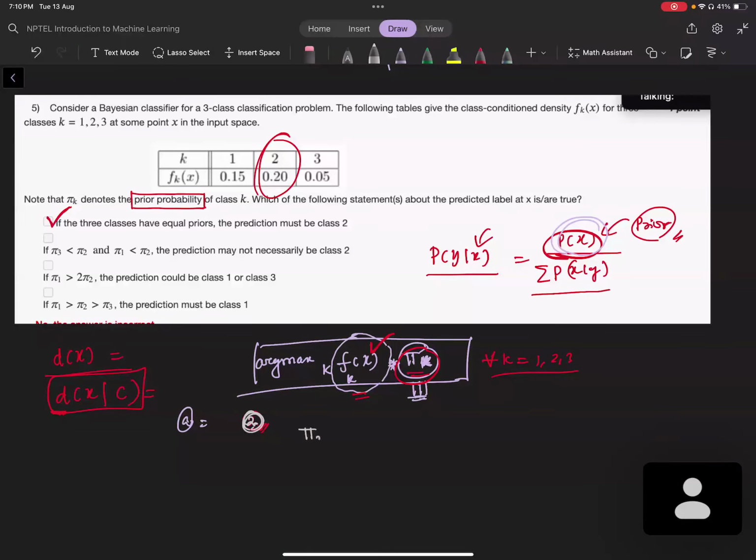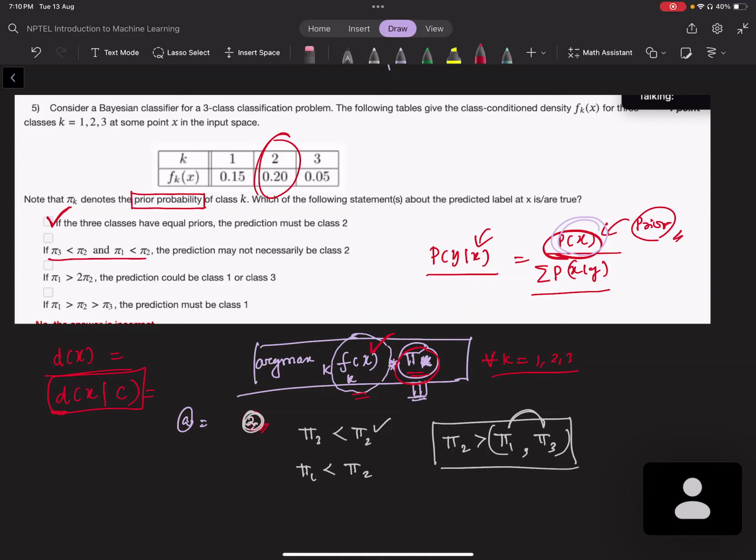Option 2 says if pi 3 is less than pi 2, that means pi 2 is the highest. Like pi 2 is greater than this, and pi 1 is also less than pi 2. So we know pi 2 is greater than pi 1 and pi 3, but we don't know the relation between pi 1 and pi 3. The prior of class 2 is more than class 1 and class 3. The prediction may not necessarily be class 2.